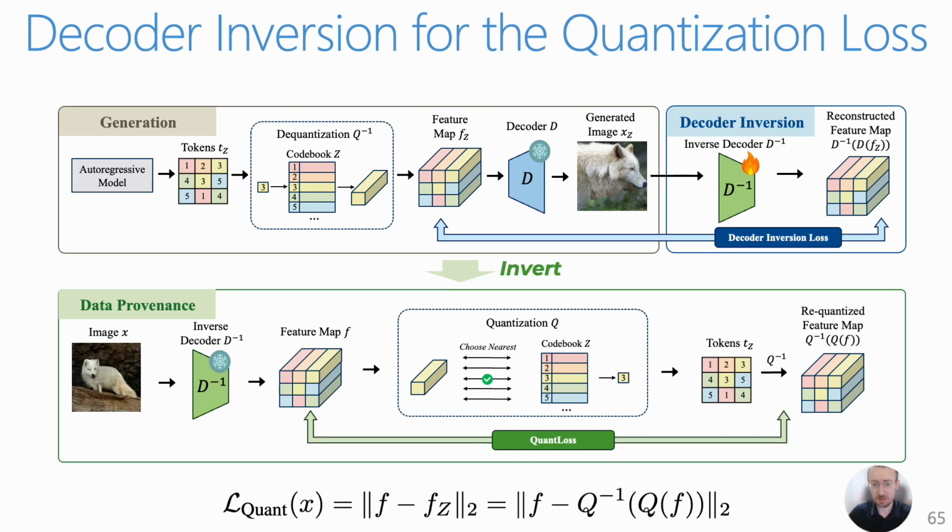generation process. We decode the image to some generated image x, and actually we do the inverse decoding to go to the reconstructed feature map, and we compare the feature map f sub z with this reconstructed feature map, and we check how far they are, and actually this is our loss function to then train this inverse decoder d to the power of minus 1 that is more faithful in recreating the feature map that actually was used for the generation.